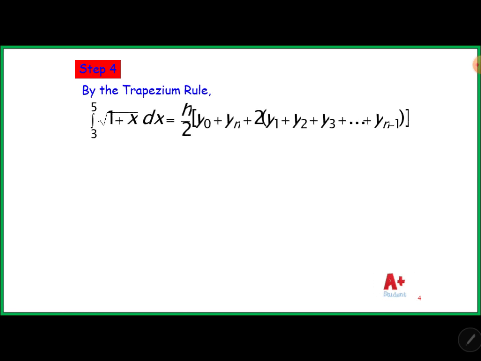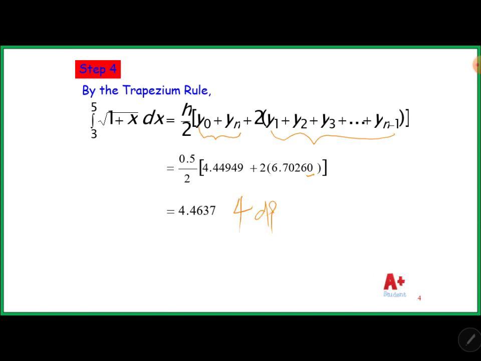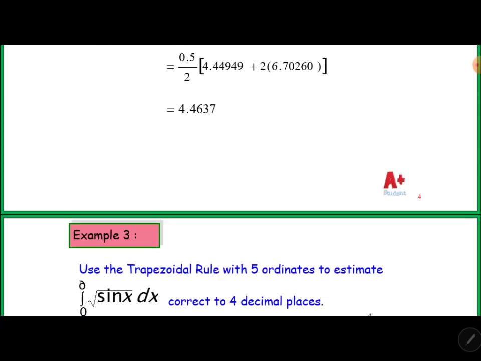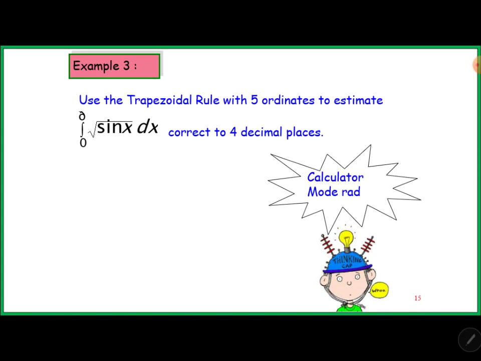So what is the formula? h over 2 multiplied with y0 plus yn, which we have the total already, plus 2 times y1 up to yn minus 1, which we also have the total. So it will be 0.5 divided by 2 multiplied with 4.44949 plus 2 multiplied with 6.70260. As I said earlier, 5 decimal places, so just write down the 0 here, and what we have as the answer should be 4.4637, which is 4 decimal places. Okay, the next example.